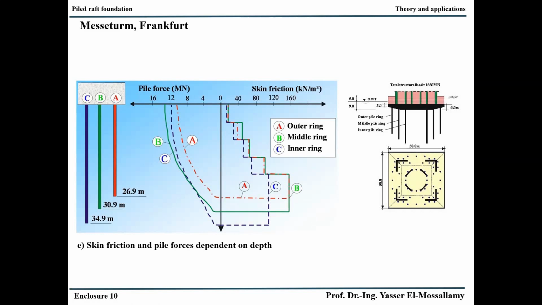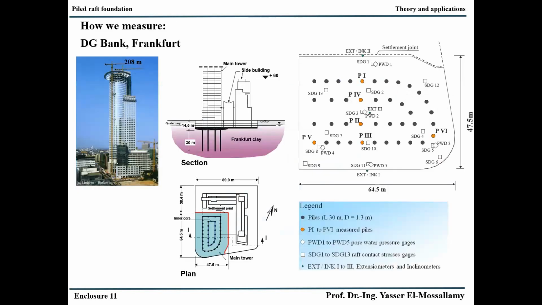And the next question, why do we have such high ultimate limit skin friction? The piles in pile groups of piled raft foundations are higher than that of the single pile. And at that stage, we have started our analysis and our numerical modeling to try to understand all these phenomena. And this starts with this building, the DG Bank in Frankfurt.